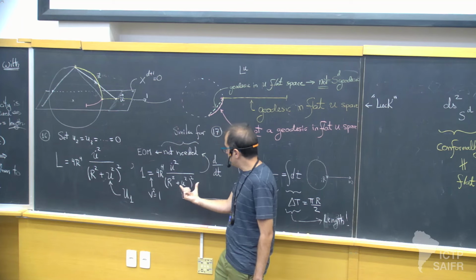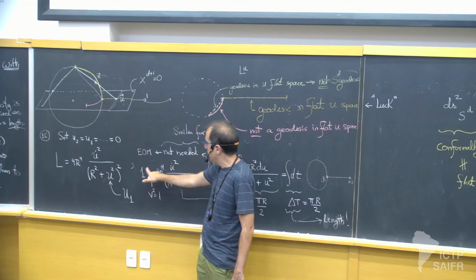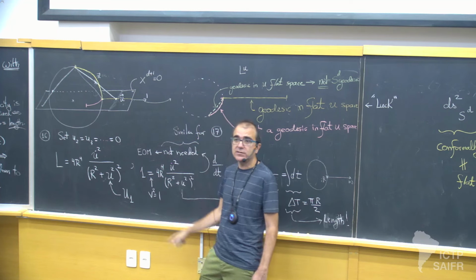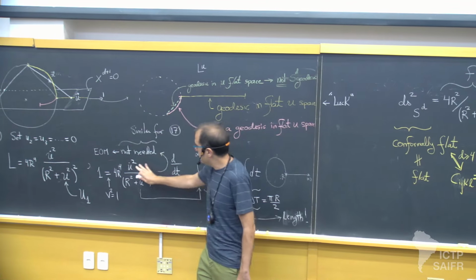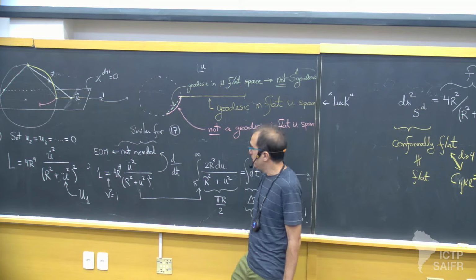And therefore, when you take the derivative with respect to time of this conserved charge, here you get zero. Here you get something that has u double dot, and it better be just the equations of motion. And indeed, it is. So you don't need the equations of motion, because you get this, which is more powerful than the equations of motion.